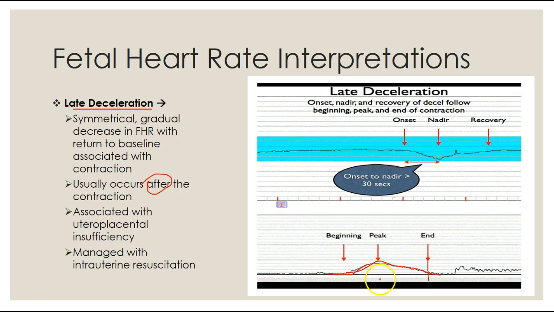Okay, a late deceleration, if you draw a line from the peak of your contraction all the way through your fetal heart rate strip, is going to occur after the contraction. So you can see how this one, unlike the early one, does not line up with the contraction at all. It happens afterwards. It's associated again with uteroplacental insufficiency, and we manage it with intrauterine resuscitation. These are bad. We don't like lates.